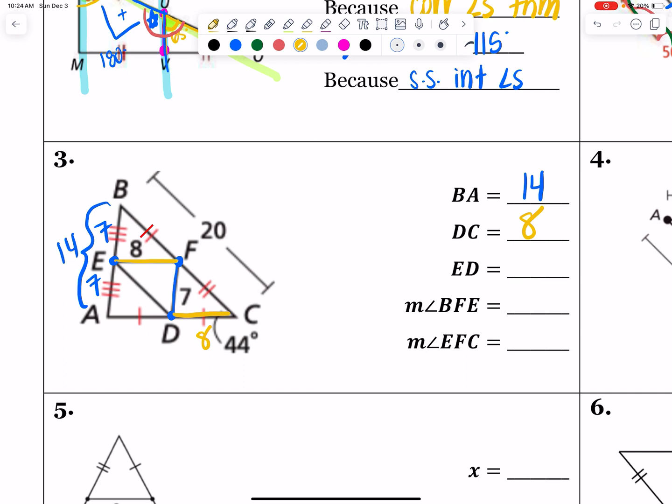How do I find E to D? So I'm going to switch colors again. You'll know I'm all about color coding. E to D is parallel to the piece that has a length of 20. And so that mid-segment is going to be exactly half. That's going to be 10.